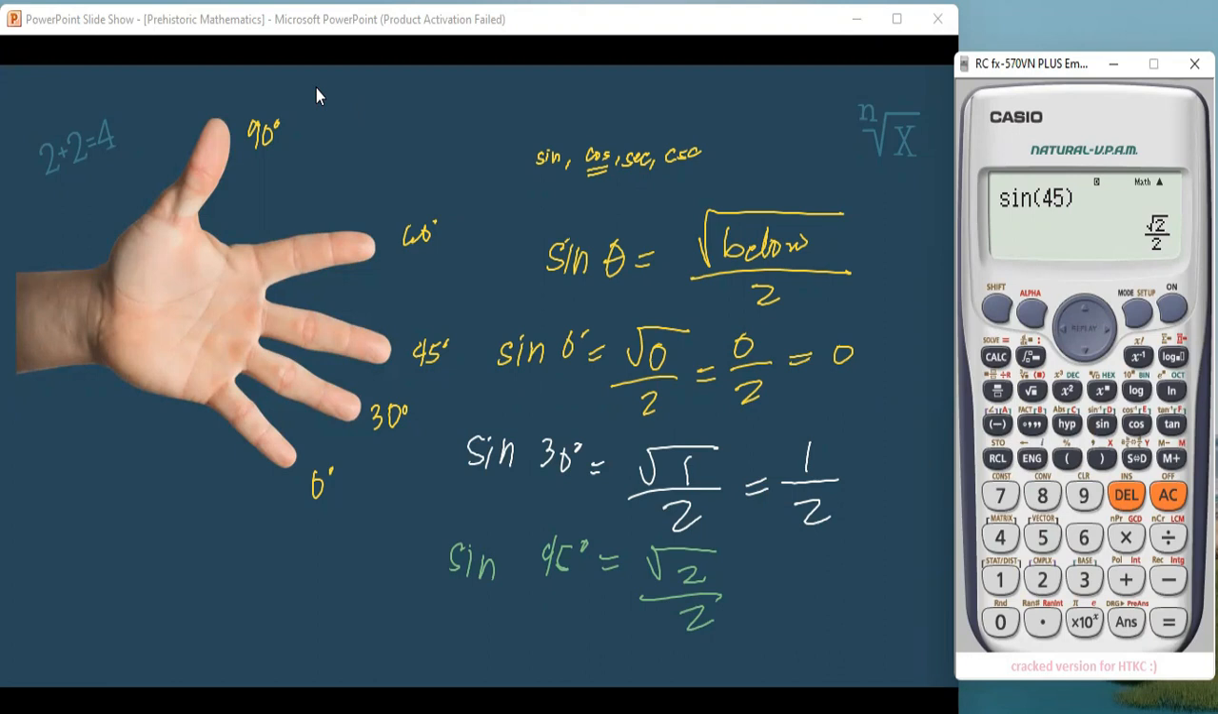Now, what about sine 60? So we have here sine 60 degrees must be equal to how many fingers are there below number 60? So there are 1, 2, 3. So the square root of 3 over 2. So check po natin. Sine 60 must be the square root of 3 over 2. Sine 60 must be equal to the square root of 3 over 2. So meaning to say this is correct.